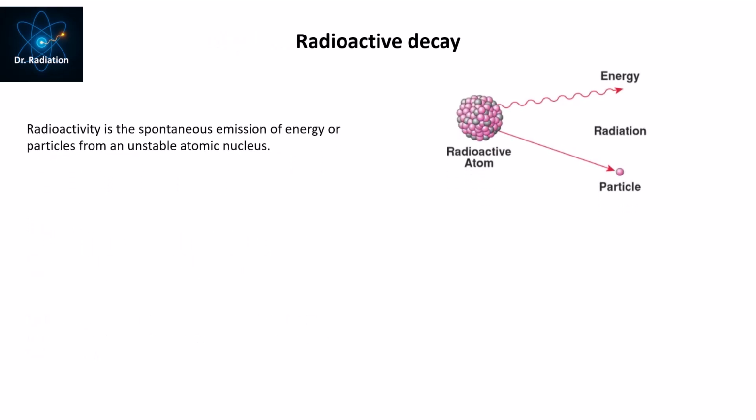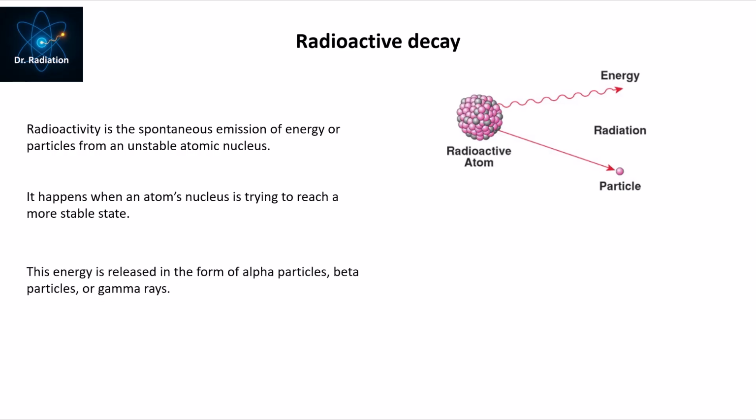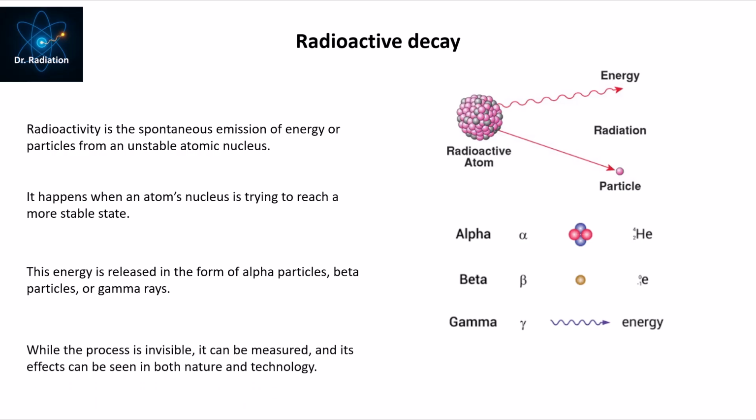Radioactivity is the spontaneous emission of energy or particles from an unstable atomic nucleus. It happens when an atom's nucleus is trying to reach a more stable state. This energy is released in the form of alpha particles, beta particles, or gamma rays. While the process is invisible, it can be measured, and its effects can be seen in both nature and technology.